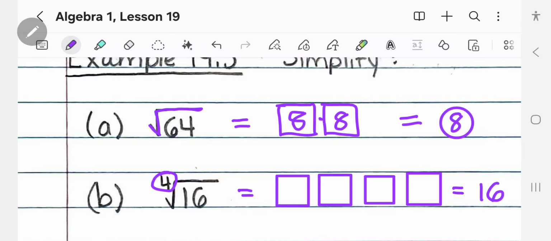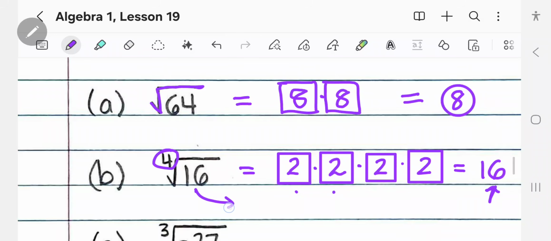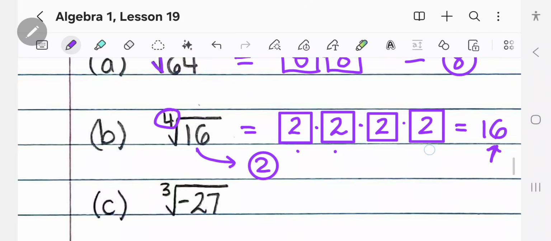So if you're multiplying them together, like you are here, you can know that it can't be a very big number, right? So let's start with 5. 5 times 5 is 25. I'm already bigger than the number I'm supposed to get. So it's got to be a small number. What could it be? Let's try 2. 2 times 2 is 4, times 2 is 8, times 2 is 16. So what is the fourth root of 16? It's 2.